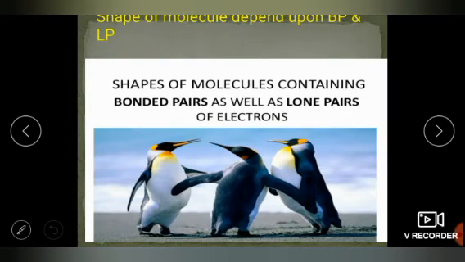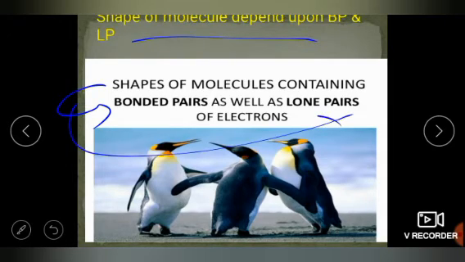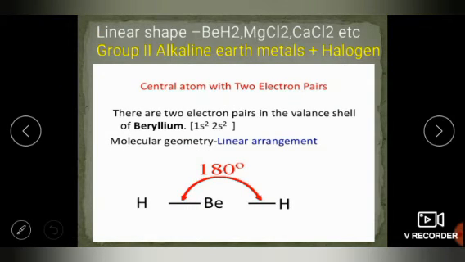So what we studied, dear students, is that the shape of a molecule depends upon its bond pairs and lone pairs. So we should have knowledge about bond pairs and lone pairs. Again, what is a bond pair? A bond pair is simply the electrons the central atom is sharing, and what is a lone pair? The pair of electrons of the central atom which is not going to be shared.